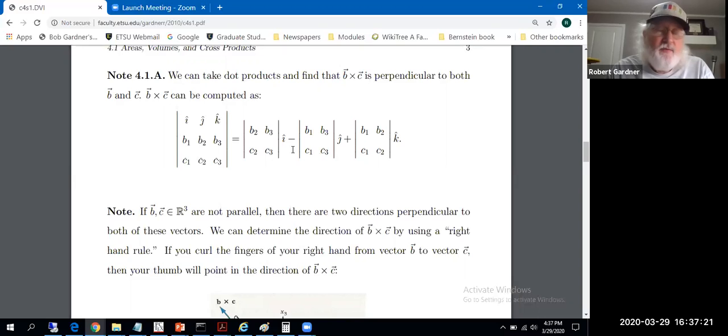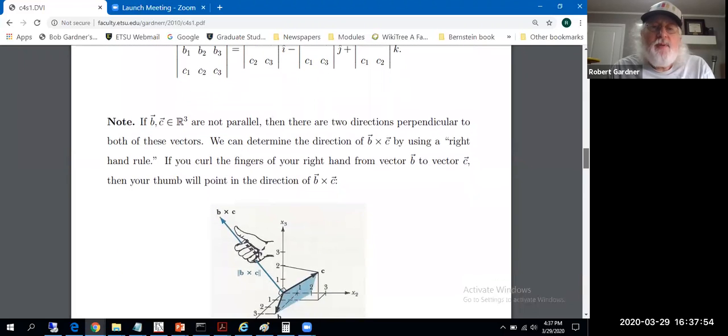Not a typo, there's a negative there for reasons to be made apparent later. And similarly in the K position, we'll eliminate the row and column containing K. It leaves this. Now you're good to go because you know how to take determinants of 2x2 matrices. So you plow through all of that, and that will allow you computationally to find a cross product of two vectors. And there isn't a quicker way than this. This is as efficient as it can be in terms of taking cross products.